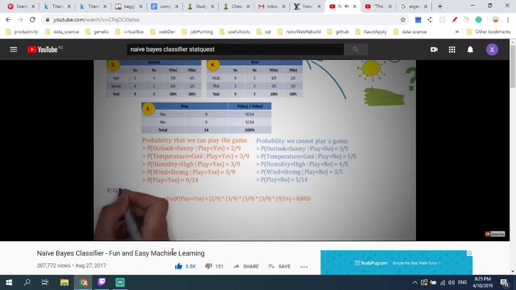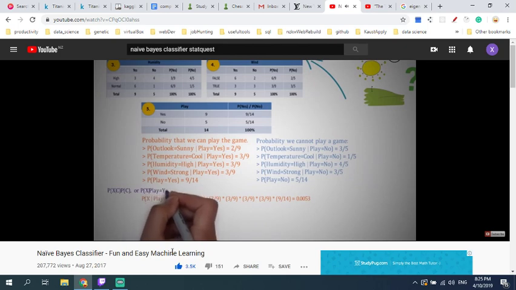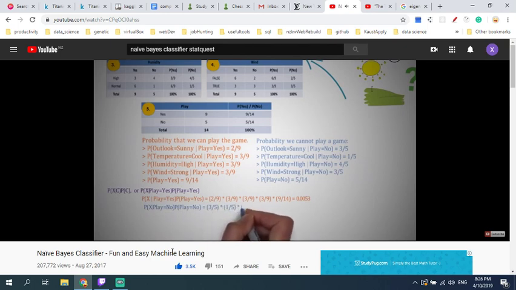And this gives us a value that represents the probability of x given a class times probability of a class. Or in this case, we have probability of x given play equals yes times probability that play was a yes. We also have to do the exact same thing for play equals no. So the probability of x given that play equals no times probability that play equals no. That equals 3 divided by 5 times 1 over 5 times 4 over 5 times 3 over 5 times 5 over 14.